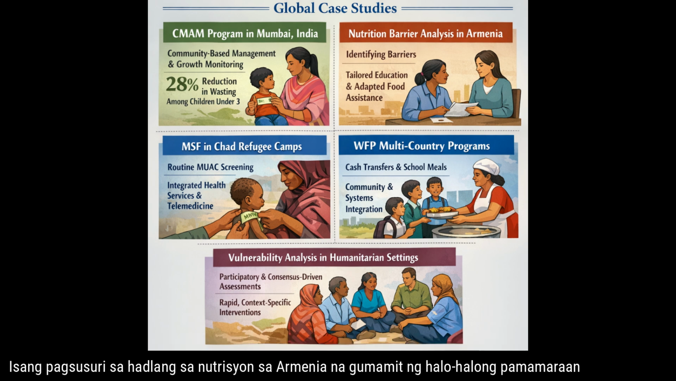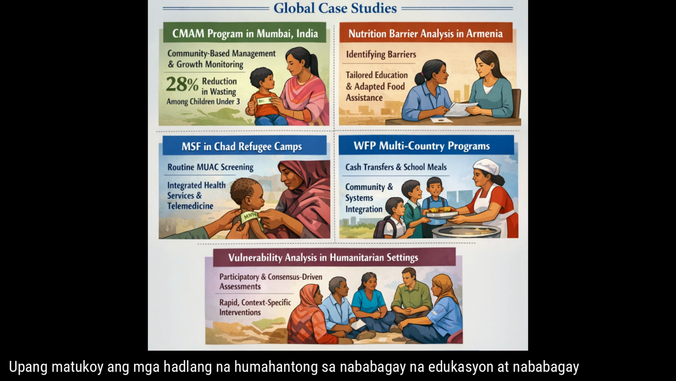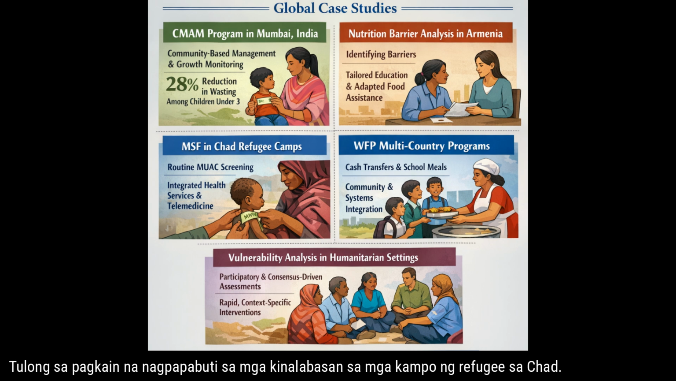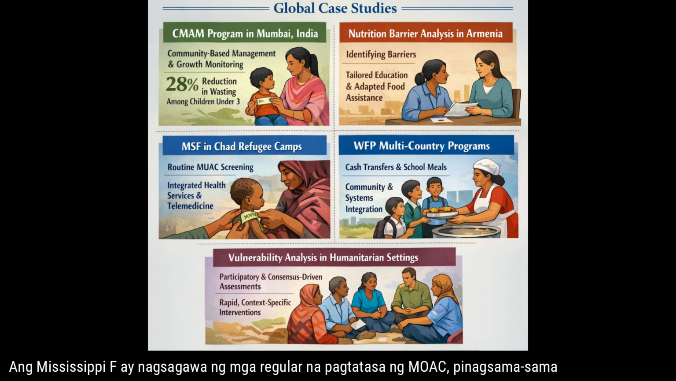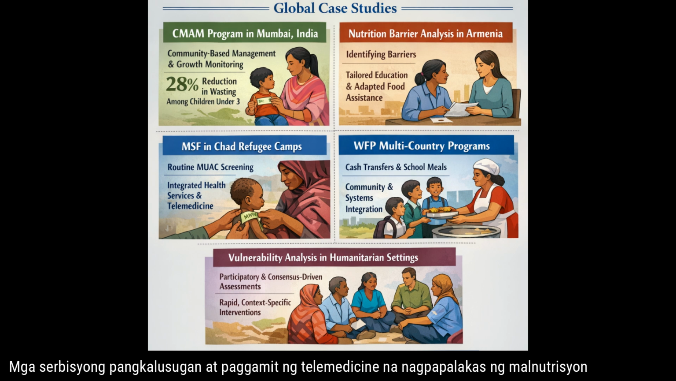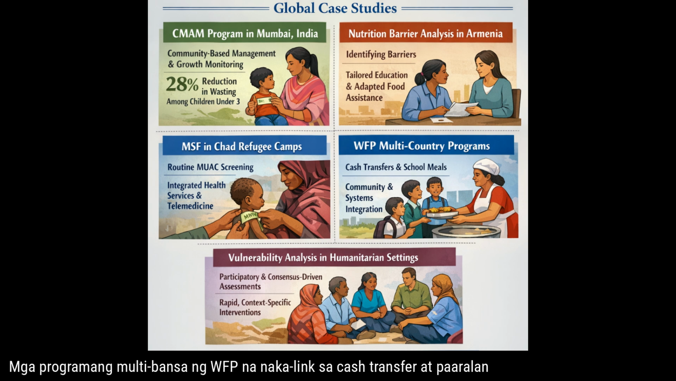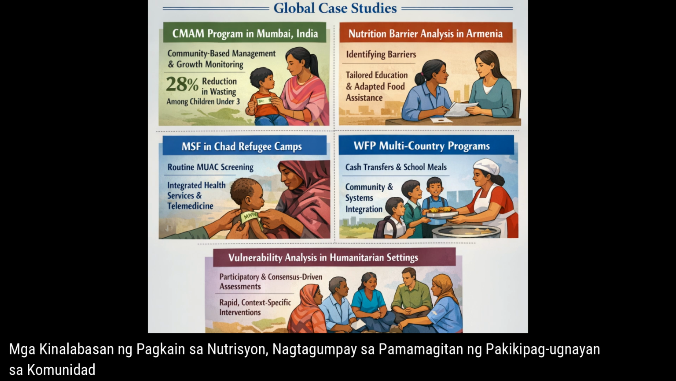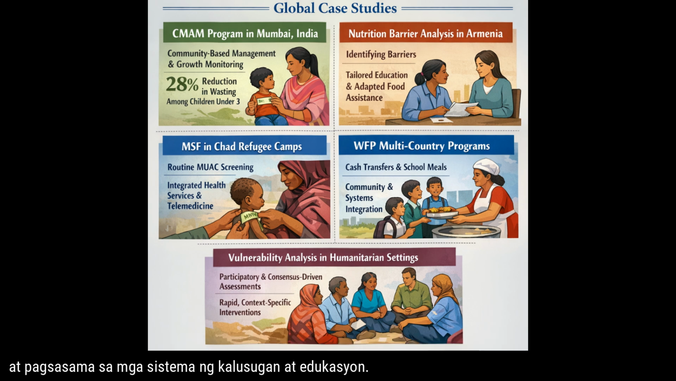A WFP nutrition barrier analysis in Armenia used mixed methods to identify barriers, leading to tailored education and adapted food assistance that improved outcomes. In Chad refugee camps, MSF conducted routine MUAC assessments, integrated health services, and used telemedicine, enhancing malnutrition management. WFP multi-country programs linked cash transfers and school meals to nutrition outcomes, succeeding through community engagement and integration with health and education systems.